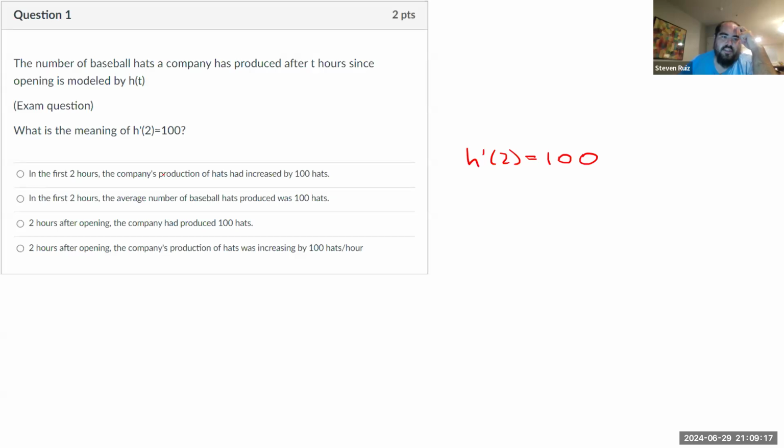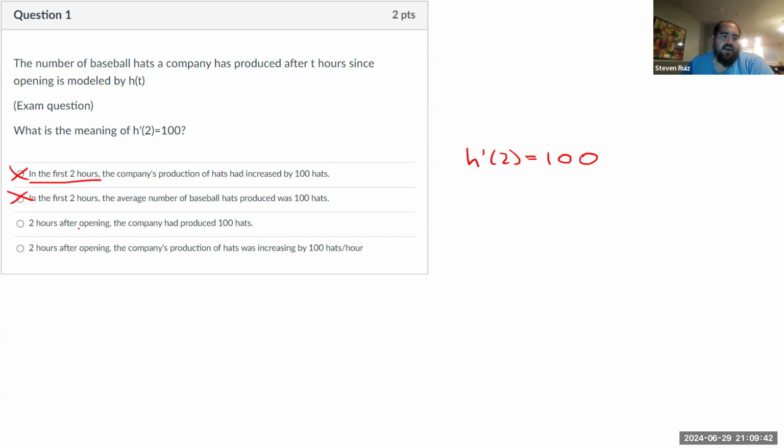In the first 2 hours, the company's production of hats has increased by 200 hats. The problem I have with this language is that when we say things like "in the first 2 hours," it very strongly implies that I am looking at an average rate of change, because I'm looking over the interval of the first 2 hours. So because of that, I'm going to throw out these first 2 options.